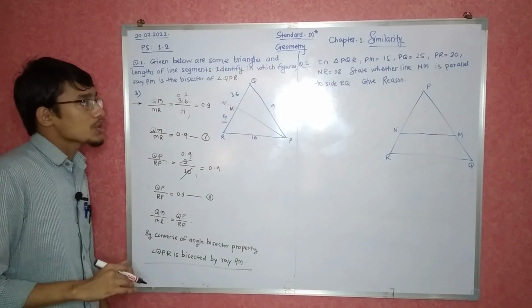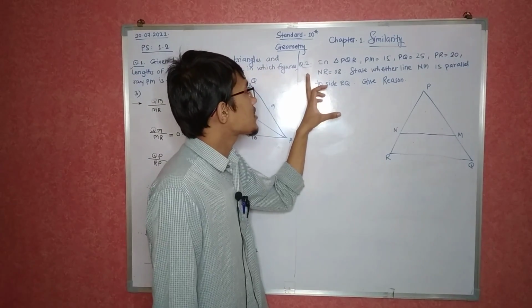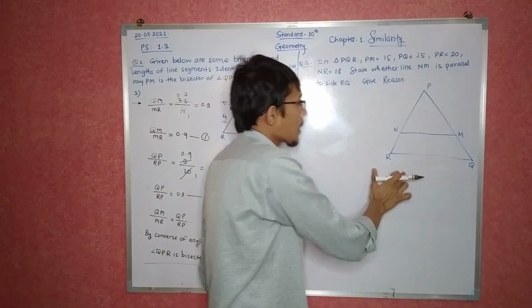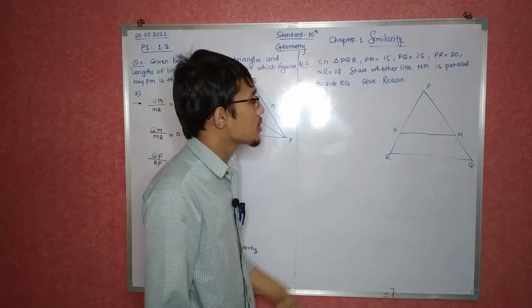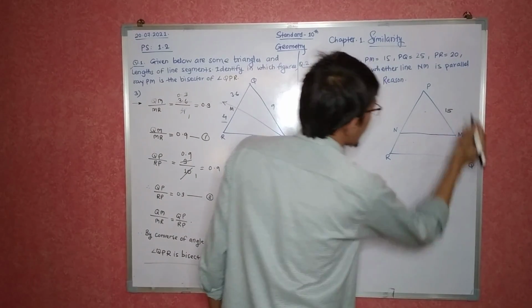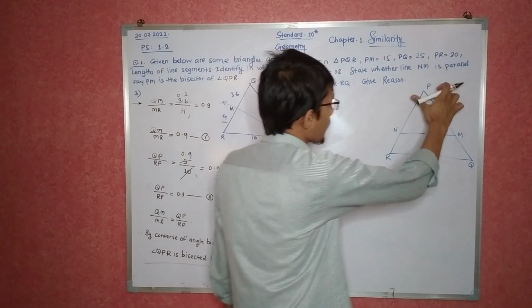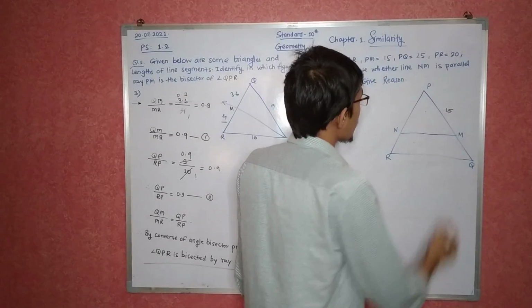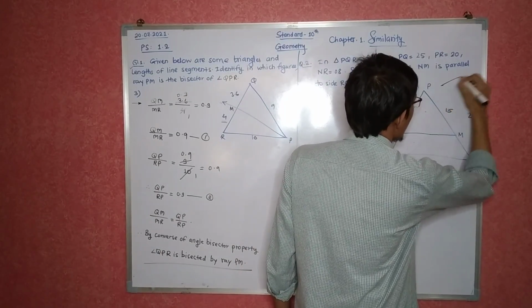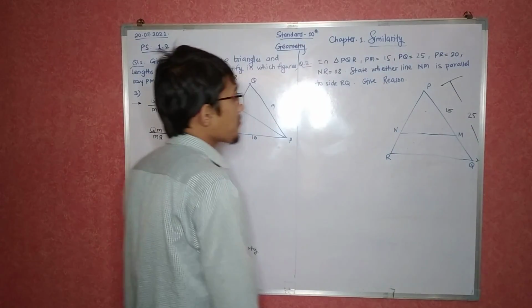Now I will see the question 2. In triangle PQR, there is one triangle PQR. PM is equals to 15. So value of PM is given, that is 15. PQ is equals to 25. So complete value of PQ, it is given as 25.